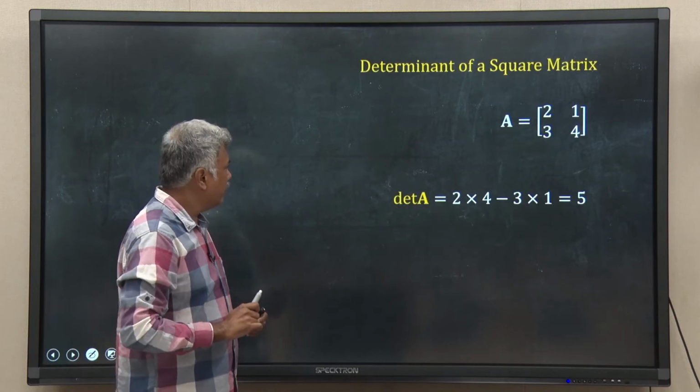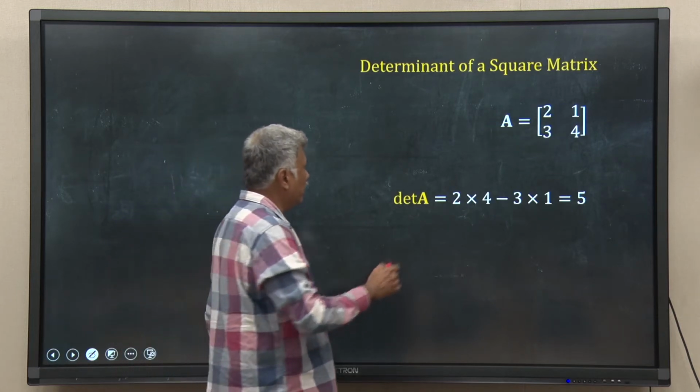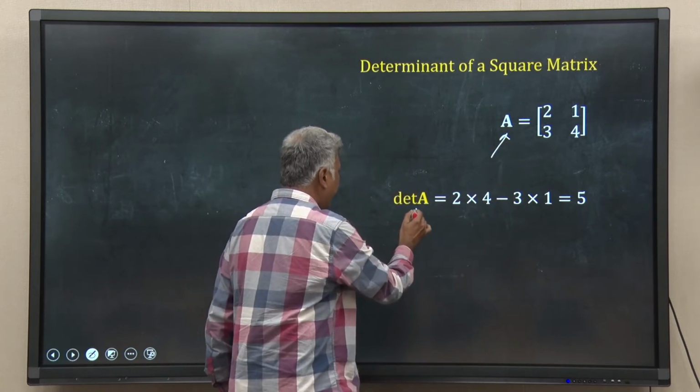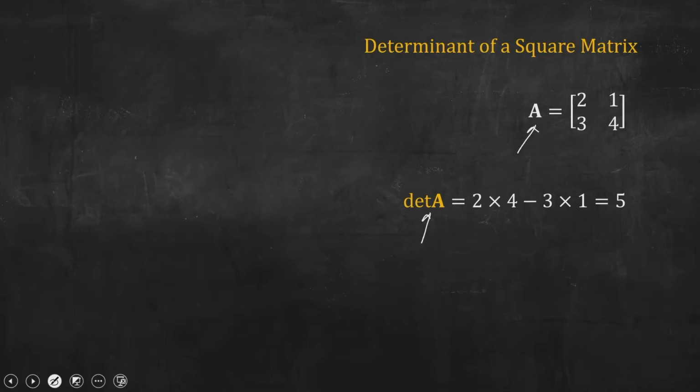Take an example. I have a 2 by 2 matrix given here. The determinant of this matrix, det A, by definition will be: I will multiply 2 and 4, that will give me 8, minus 1 and 3, that is 3. So, the determinant is 5.